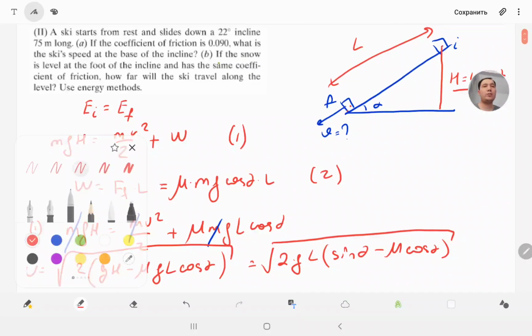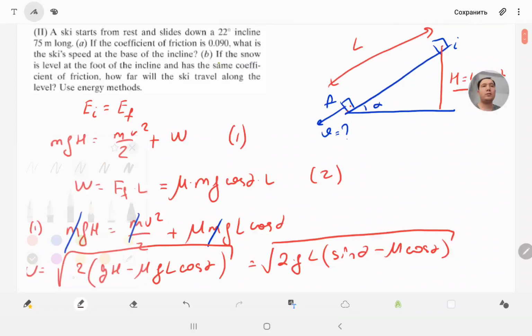And there was a second question, B. If the snow is level at the foot of the incline and has the same coefficient of friction, how far will the skier travel along the level? So basically, this guy will continue in this direction, and here also we have friction, the same coefficient of friction, so he will stop somewhere here. So what is the question? How far will the skier travel along the level? So this is the question, x: how far will it travel before coming to rest?